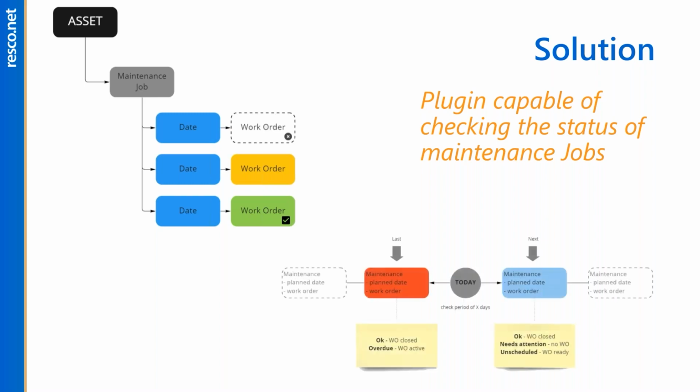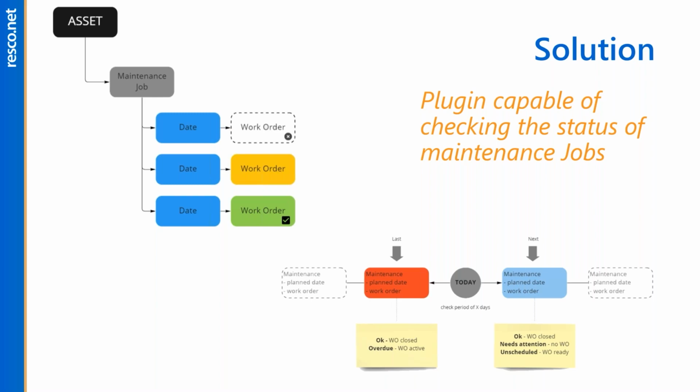So what does that plugin do? The plugin looks at the last maintenance status, what has been done, and the next maintenance status. Basically the plugin looks whether there is some planned date for the maintenance or some created work order, and what the status of it is. It also looks into the future. And the result can be that everything is okay, or it's overdue, or it needs attention, or there is some work order which is not scheduled and needs to be scheduled as soon as possible.